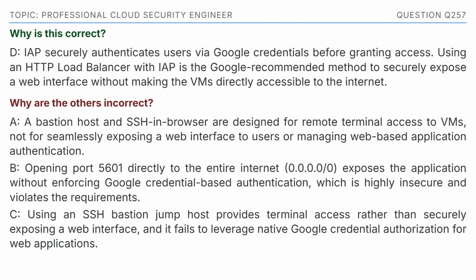B. Opening port 5601 directly to the entire Internet, 0.0.0.0/0, exposes the application without enforcing Google credential-based authentication, which is highly insecure and violates the requirements. C. Using an SSH Bastion jump host provides terminal access rather than securely exposing a web interface, and it fails to leverage native Google credential authorization for web applications.